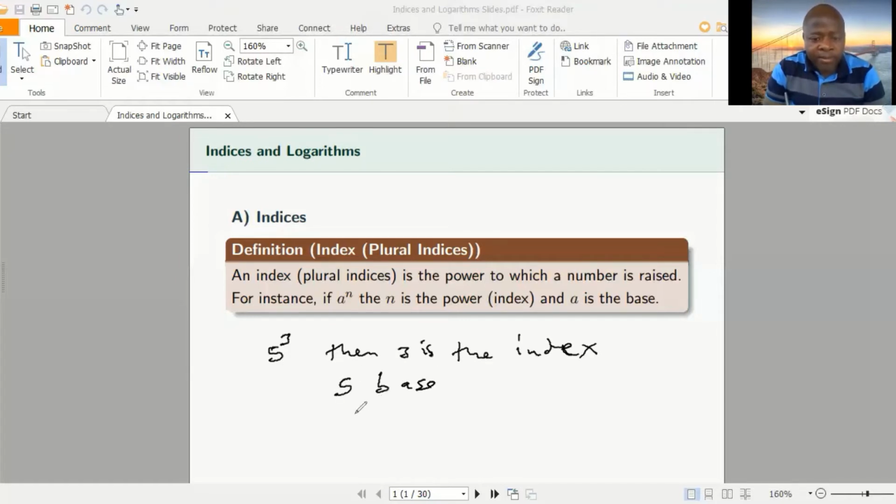If I have 7 raised to x, then x will be the index. So the power is the index, and 7 is the base. So we only need to know what an index is and what the base is, and then we look at examples. So let's just look at examples.